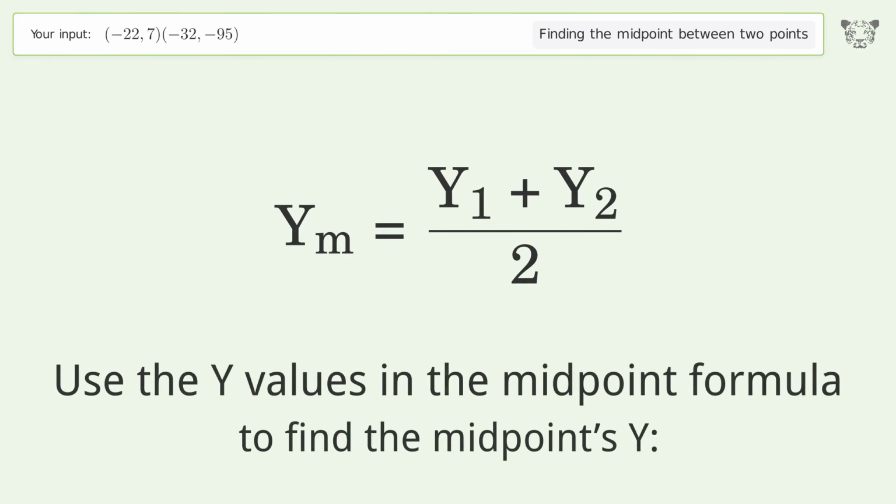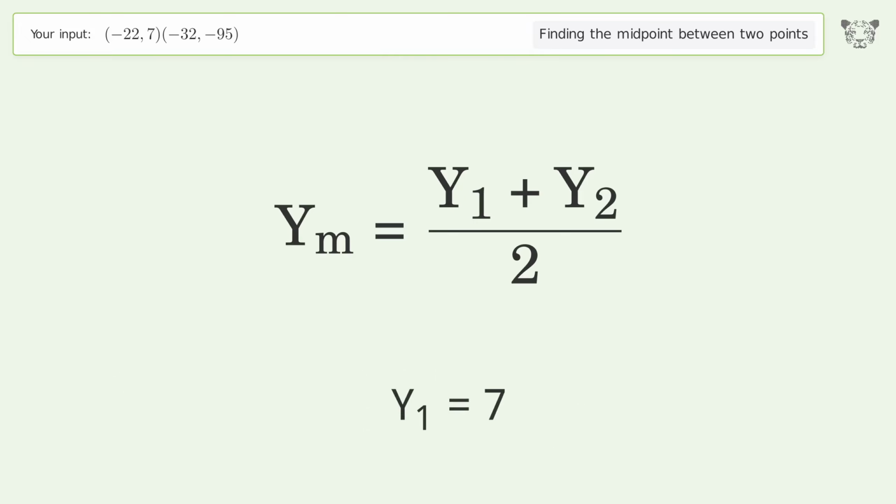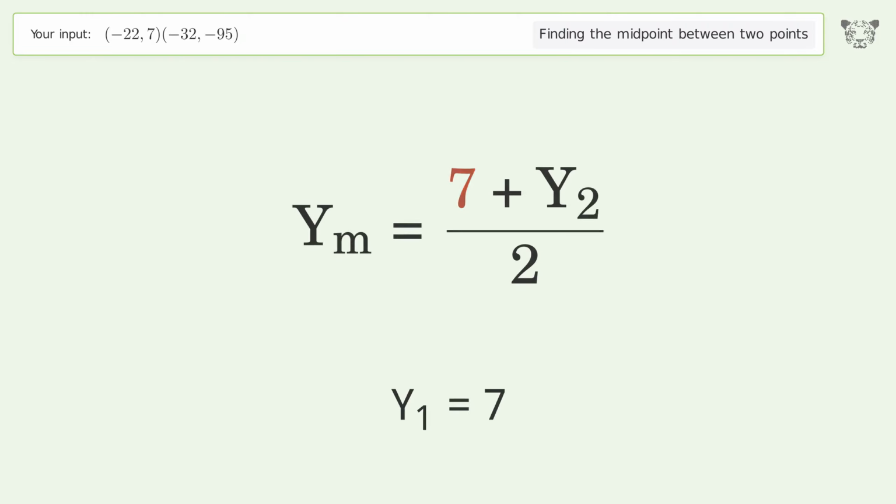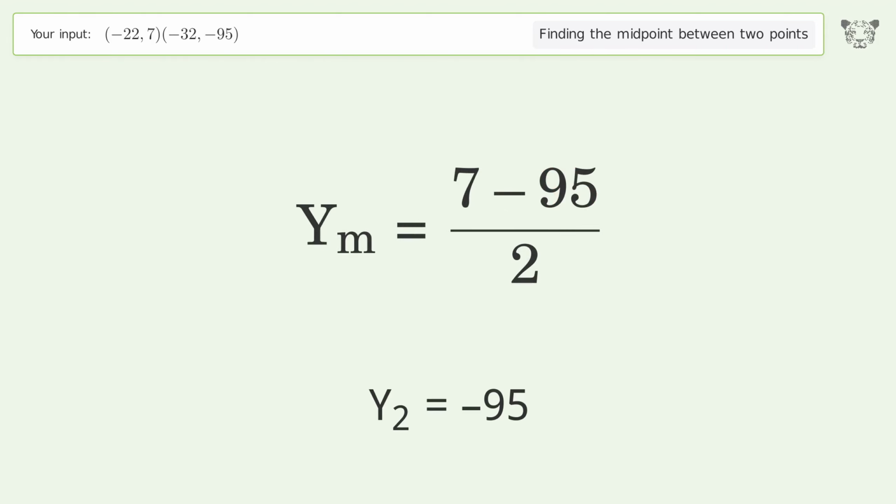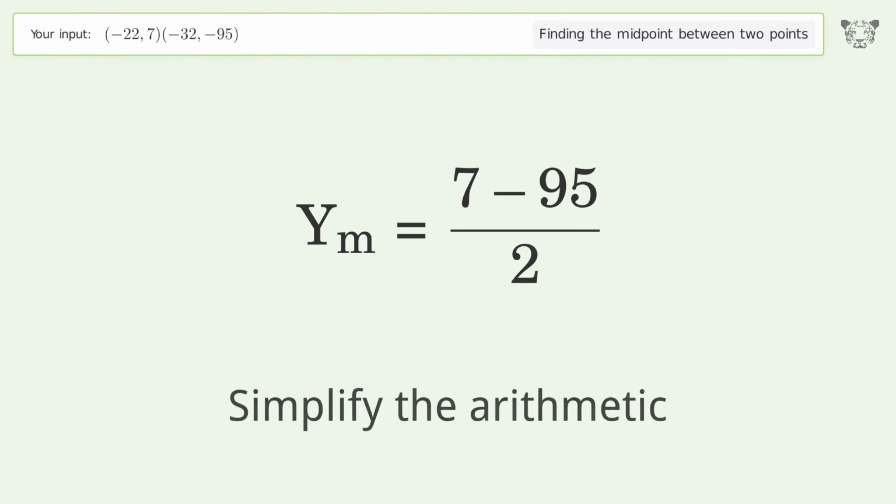Use the y values in the midpoint formula to find the midpoints y. y1 equals 7. y2 equals -95. Simplify the arithmetic.